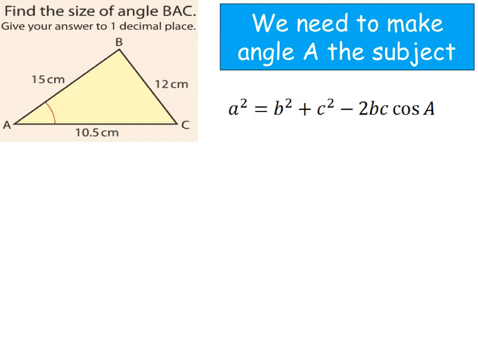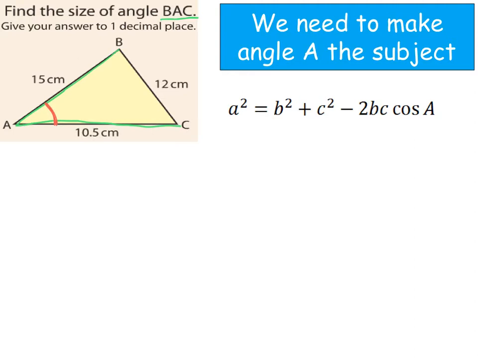Okay, so this brings us on to the new learning for today. So we're trying to find, in today's lesson, a missing angle rather than a missing side. So in this question here, it's telling me to find the size of angle BAC. So from B to A to C, so it's this angle here.